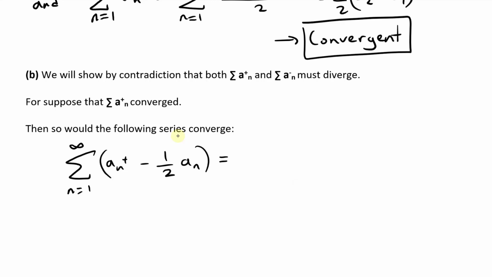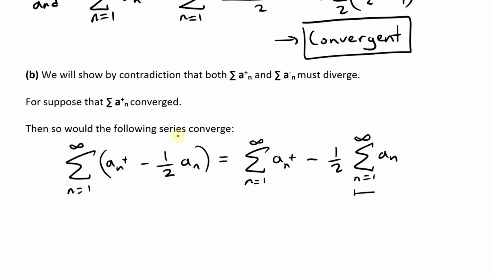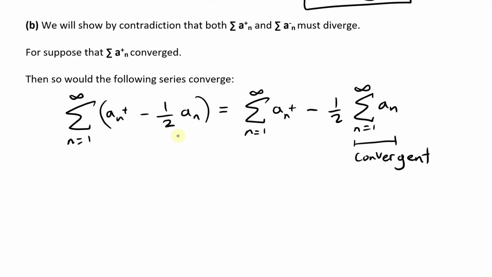If we sum this up, you can just break this up into its parts. So this can be the summation n equals 1 up to infinity of an plus, and then minus 1/2 of the summation of an, n equals 1 up to infinity. This one we know is convergent, because we're given that the an series is conditionally convergent. Hence, this is convergent. But when you take the absolute value, it's not convergent. So that's convergent, and then this should be convergent.